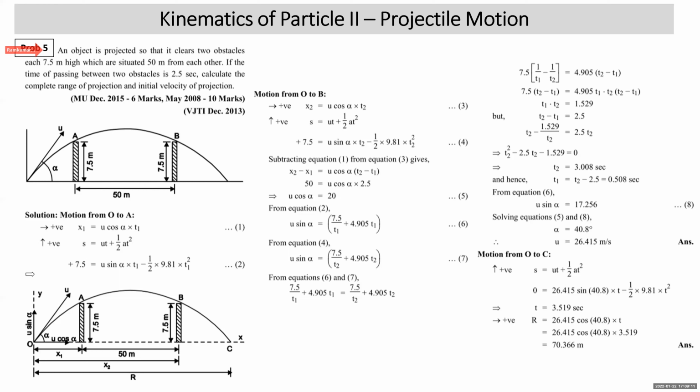Now we draw the diagram again. In the diagram, we have taken O as the point of projection. The initial velocity is resolved: horizontal component u cos alpha, vertical component upward u sin alpha. I took the horizontal distance between O and A as x1, the horizontal distance between O and B as x2, and the horizontal distance between O and C as r. We'll first write the equations of motion from O to A.